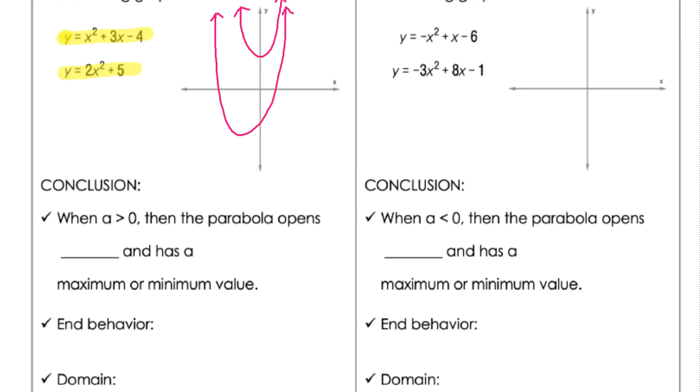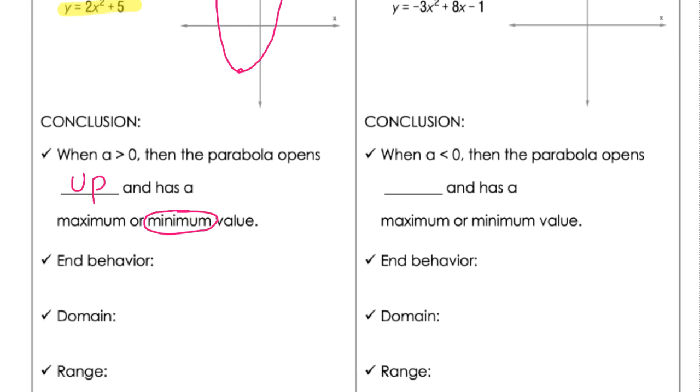So in both those functions, the a value, that coefficient in front of x squared, is greater than 0. It's a positive number. So that means that the parabola opens up, and it means that it has a minimum value. So this point down at the bottom, we call a minimum value. The end behavior for these curves: both ends are pointing upwards towards infinity.